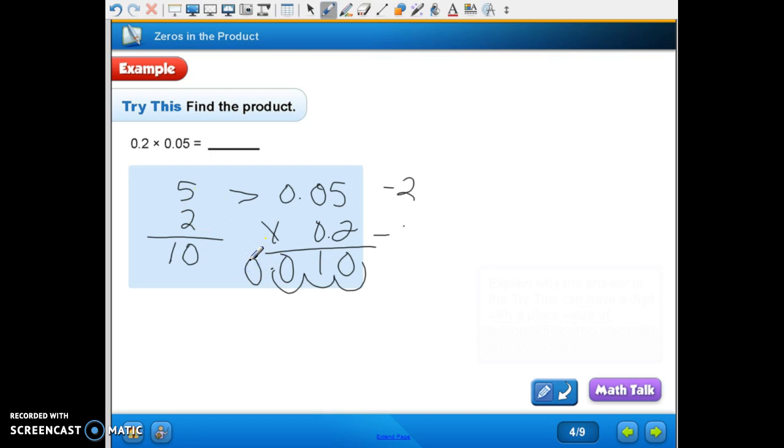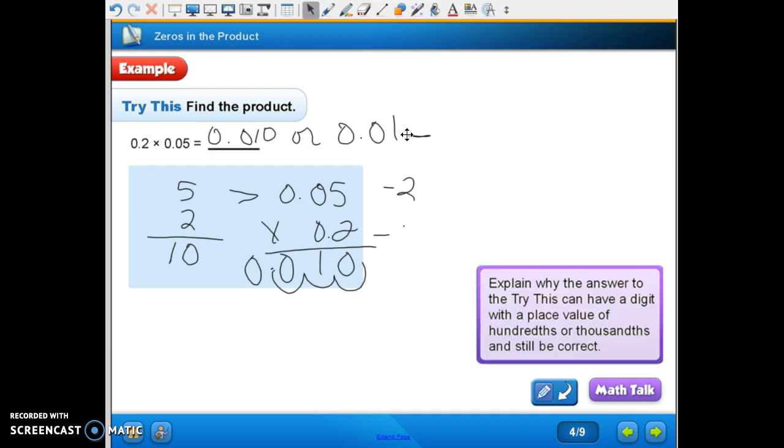So our answer could be 0.010 to give us the thousandths. Or, because we know that if we take that decimal off here on this end, it doesn't change the value, we could have 1/100th.